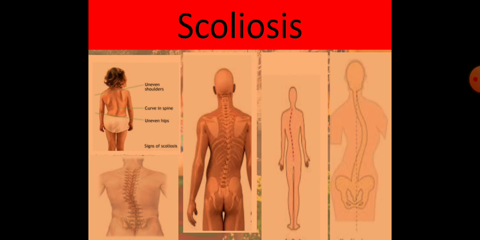We can identify scoliosis very easily by one shoulder down, one shoulder up, one arm down, one arm short, one arm long, one leg length are different, both legs are not similar, and the person is standing or moving in a sideward posture.